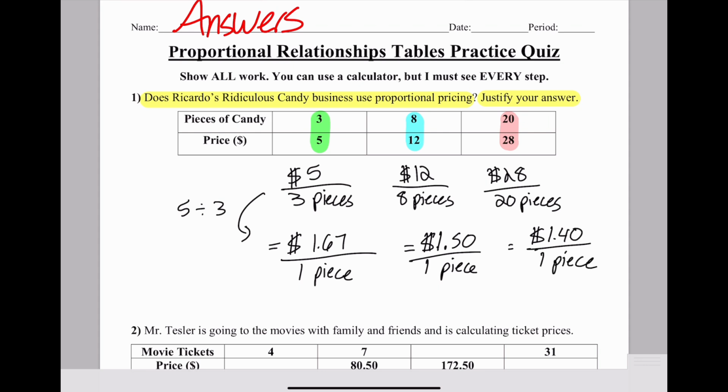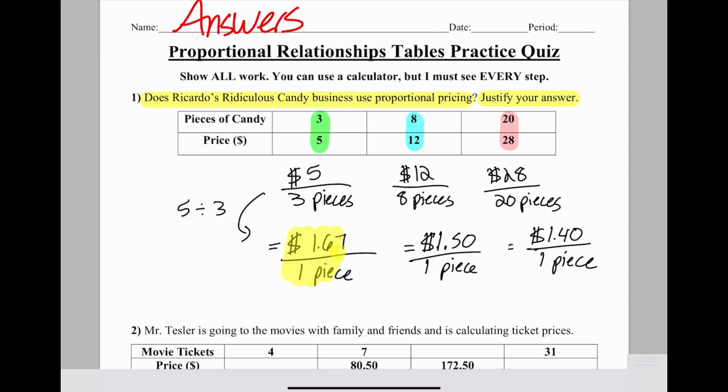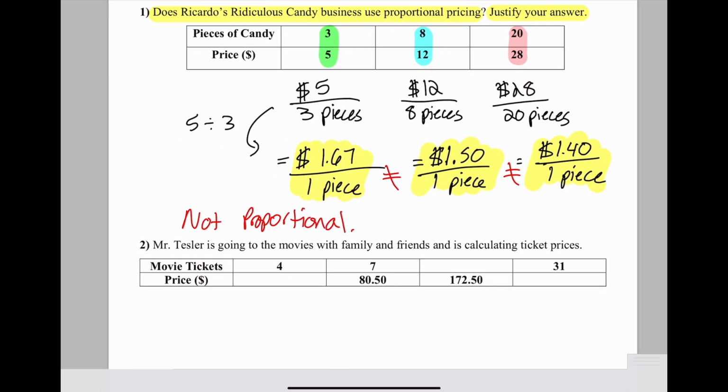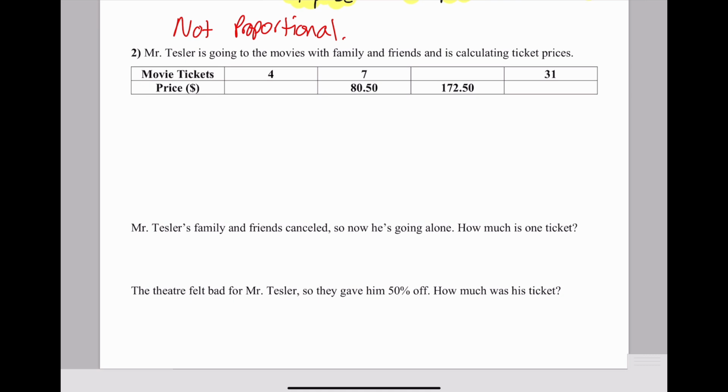All right, and so the question is, is this proportional? Our answer is no. If it was proportional, these would be equal. A proportional relationship means all of these unit rates, or the constants of proportionality, would be equal. They don't, so this is not proportional. All right, so it was important to use the unit rates there and to use that as our evidence. That's how we justified saying it's not proportional. All right, let's go to the next one.